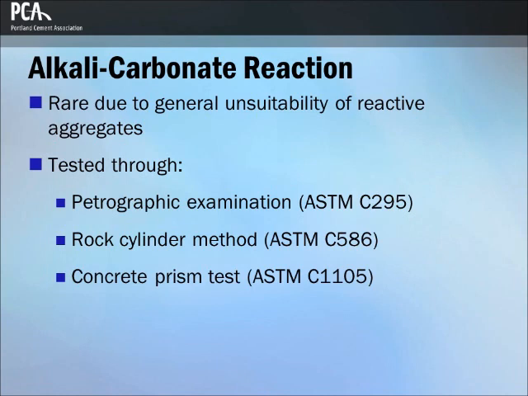Reactions observed with certain dolomitic rocks are associated with Alkali-Carbonate Reaction, or ACR. Reactive rocks usually contain large crystals of dolomite, scattered in and surrounded by a fine-grained matrix of calcite and clay. ACR is relatively rare because aggregates susceptible to this reaction are usually unsuitable for use in concrete for other reasons, such as strength potential. Alkali reactivity of carbonate rocks is not usually dependent upon its clay mineral composition.